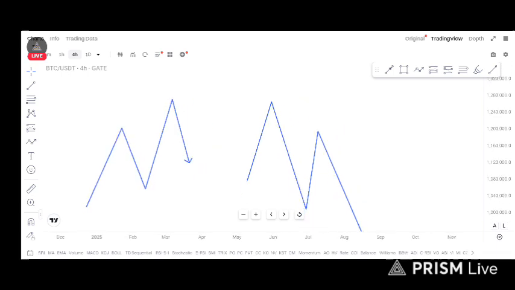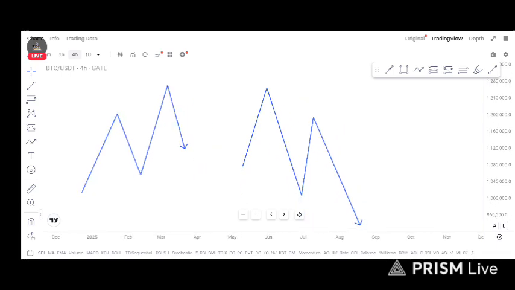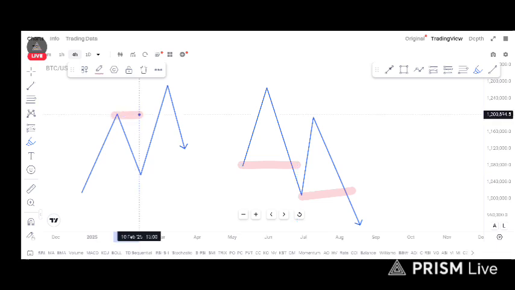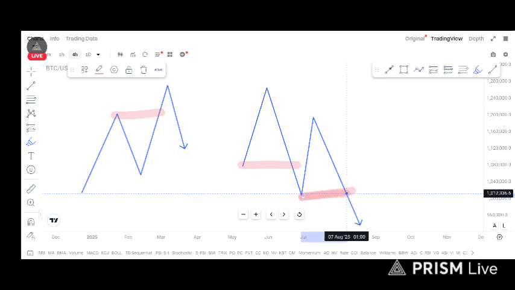Now we have what you call a break of structure. So what is a break of structure? A break of structure is a break of a previous high or low in the market. So for an uptrend, we have a break of structure as a break of our previous high, and in a downtrend you have a break of structure as a break of our previous low.